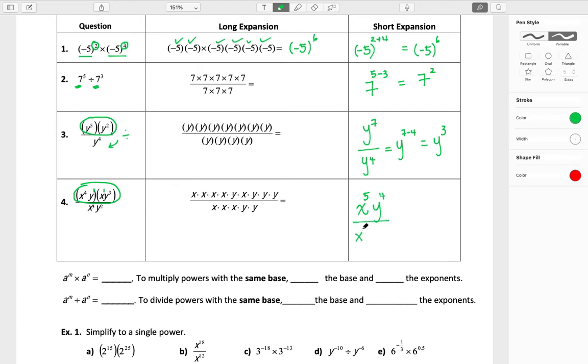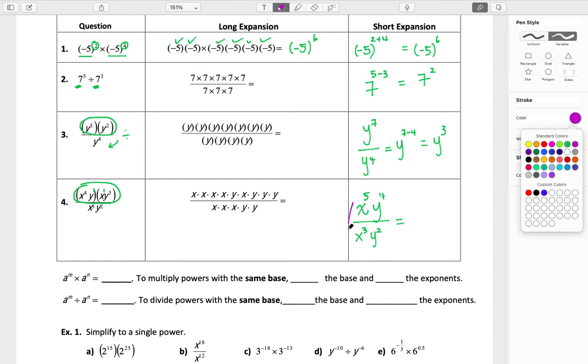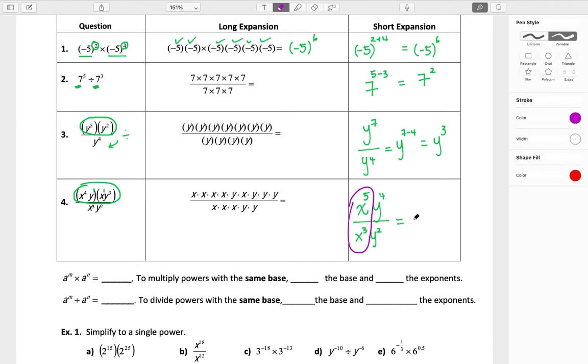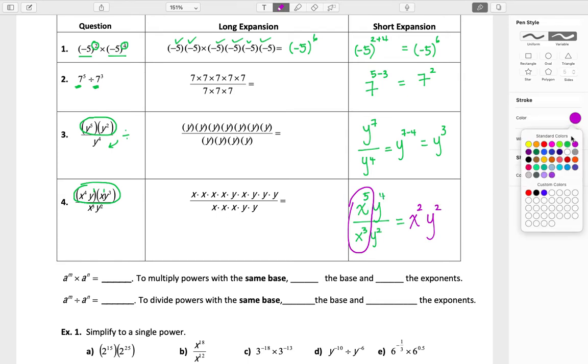divided by x cubed y squared. So then you are going to divide the like terms with the same base. In this case, for x, 5 minus 3 is 2. And then for y, 4 minus 2 is 2. So that will be your final answer.